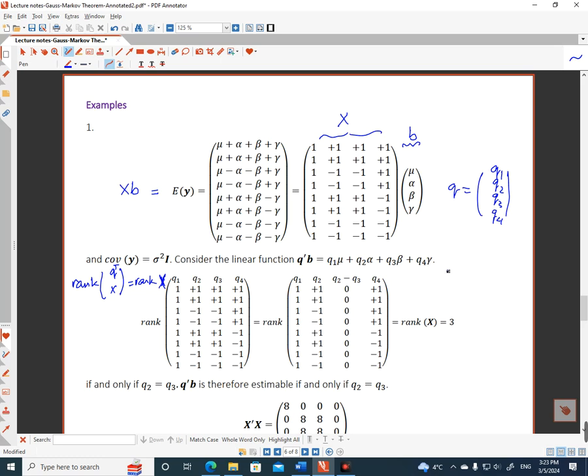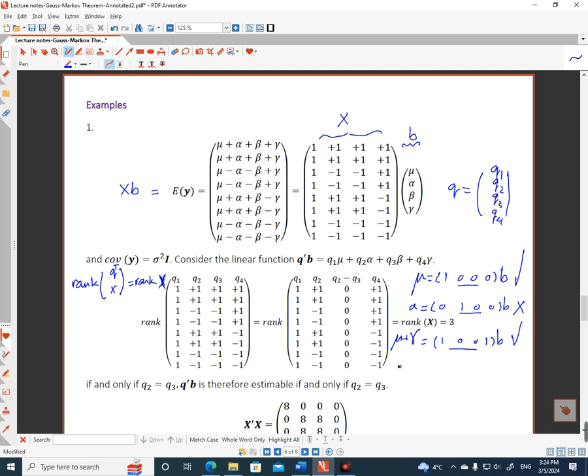For this vector of parameters, for instance, if you look at mu, it is 1 0 0 0 times b, and you see the second and third elements are the same. So mu is an estimable function of parameters. Also alpha, you can write alpha as 0 1 0 0, but if you look at it, the second and third elements are not the same, so it's not estimable. Another one, let's look at mu plus gamma. It is 1 0 0 1 times b, where the second and third elements are the same, so it is estimable.